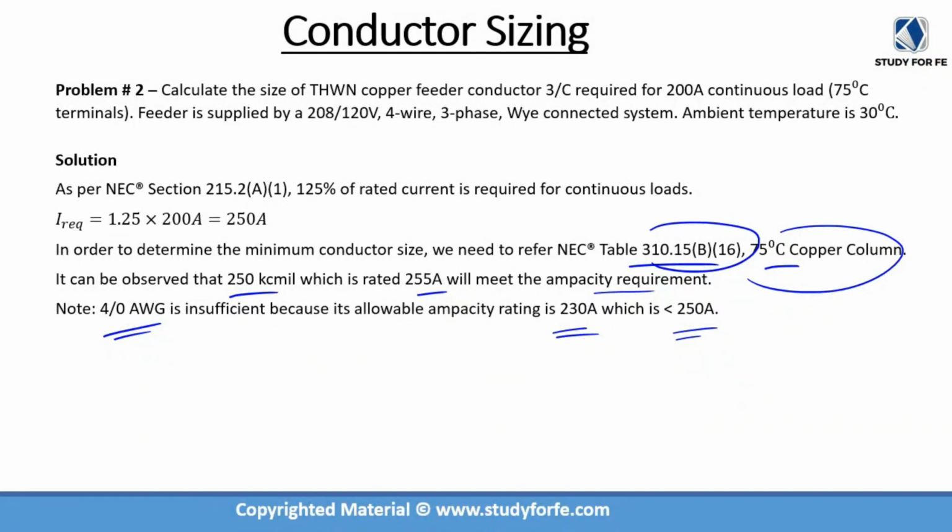Now, we haven't had to apply the temperature derating factor in this problem or the grouping factor, because those details are not provided in the problem statement. So we can safely assume that it's a non-issue. You are not told that the temperature is increasing, and you are not told that this cable is going to be in contact with multiple other cables. So you can assume that those factors do not need to be applied. But in the next problem, we'll see how we have to account for those derating factors.